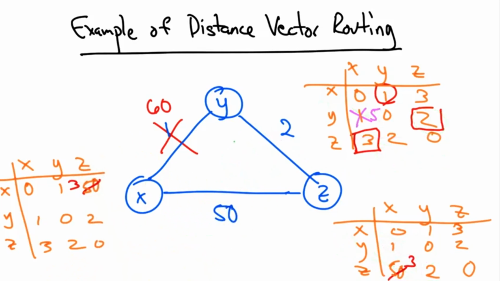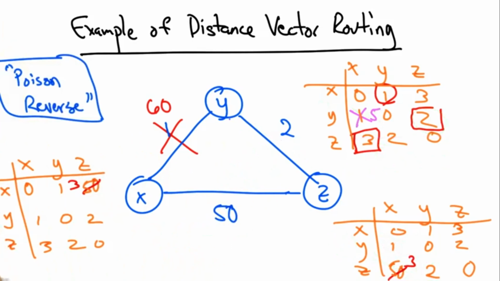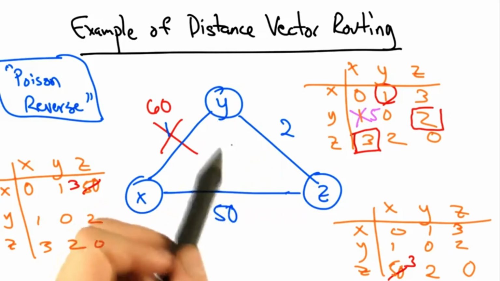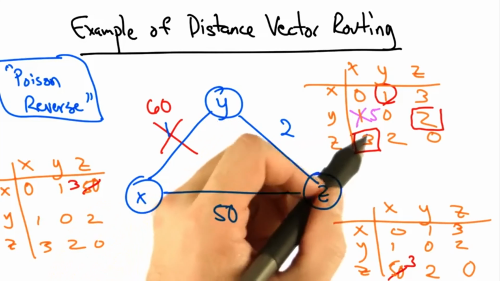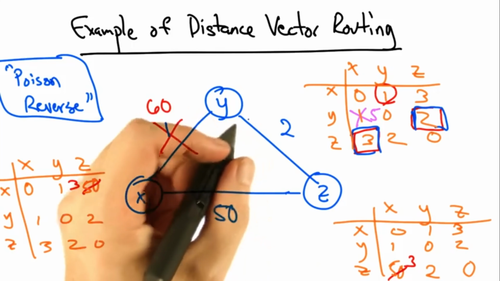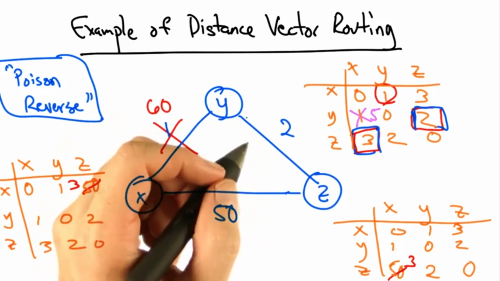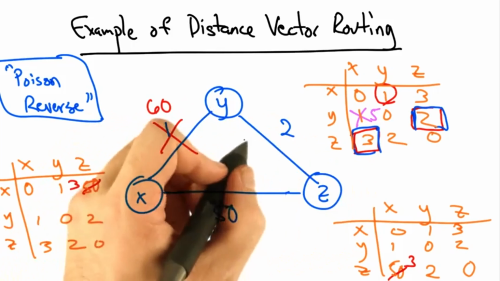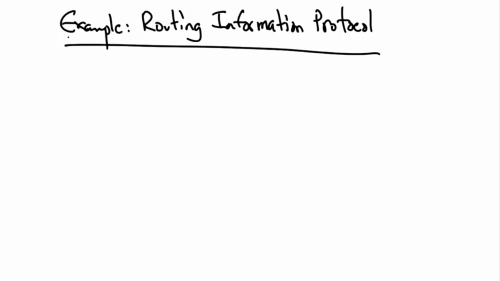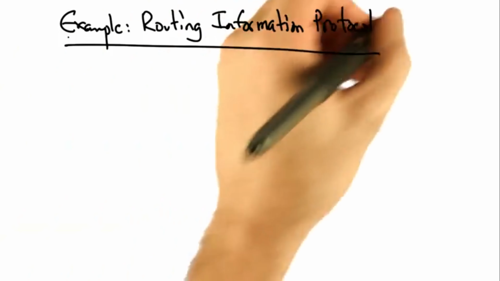This problem is called the count to infinity problem, and the solution is called poison reverse. The idea here is that if y must route through z to get to x in its table, as it did here, then y advertises an infinite cost for the destination x to z. So instead of sending 50, y would send infinity. This would thus prevent z from routing back through y, and immediately it would choose the shortest path to x of path cost 50. An example of a distance vector routing protocol is the Routing Information Protocol, or RIP.